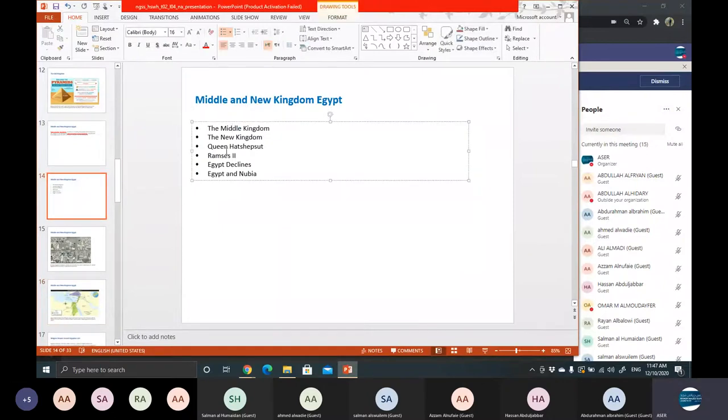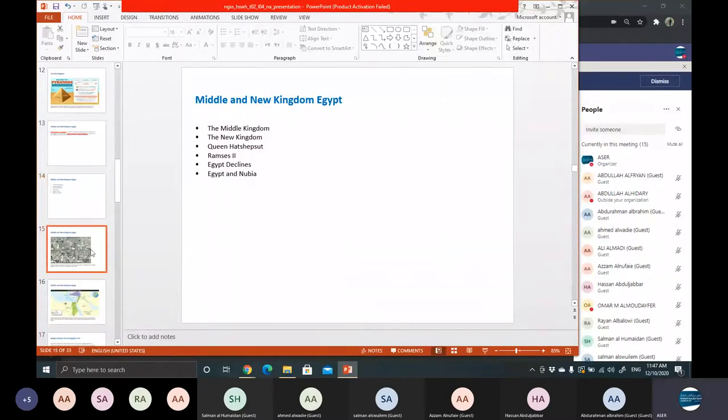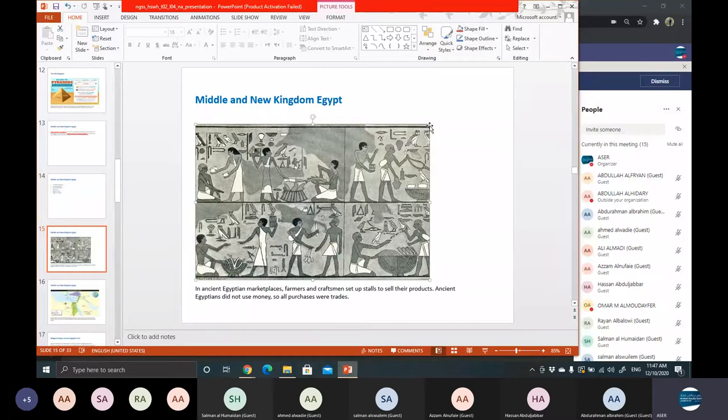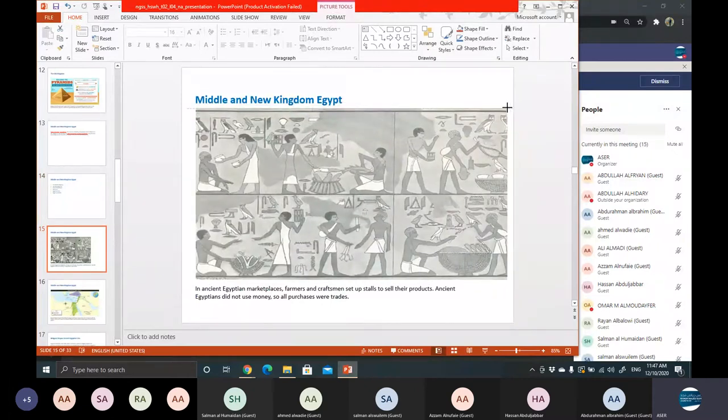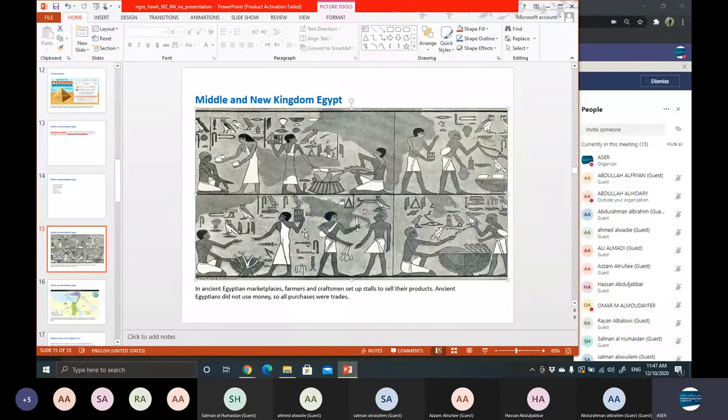We'll speak about the Middle Kingdom and the New Kingdom. One of the most magnificent queens was Queen Hatshepsut, and her stepson, Ramses II. Also how Egypt started to decline and how the Nubian people came to control. So, like the Old Kingdom, the New Kingdom came to power in order to obtain unity of the Egyptian government and the Egyptian people and also the civilization itself.